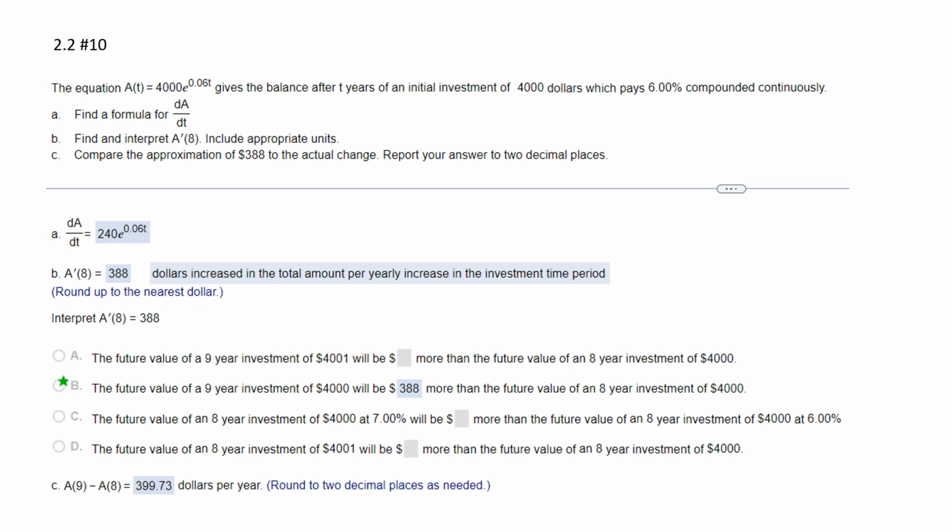The first thing is the derivative of A of t. The second thing is to find and interpret what A prime of 8 means. And the third thing is to compare the approximation of 388 to the actual change. All right, so let's go to the second page because we really don't have enough room here to answer these questions.